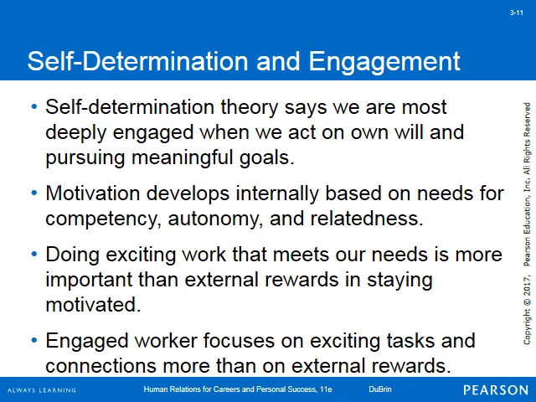If you could get all people to really do what they love, and it's their choice, and these goals mean something to them, then they're going to be deeply engaged. Motivation develops internally based on needs for competency, autonomy, and relatedness. Doing exciting work that meets our needs is more important than external rewards. I kind of covered that. An engaged worker focuses on exciting tasks and connections more than external rewards.